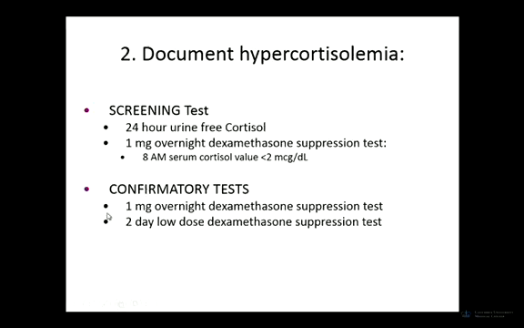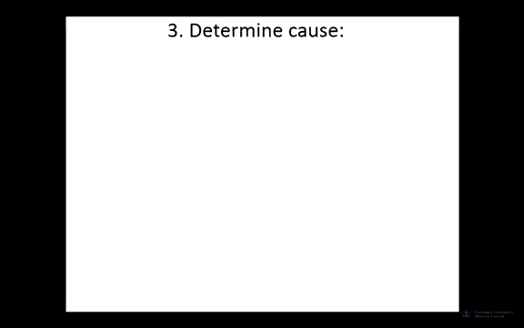And once you've done these tests, if you did the 24-hour urine to screen, you could do the 1 milligram dex to confirm. And if you did the 1 milligram dex to screen, you could do a 2-day low-dose dexamethasone test to confirm. Once you've confirmed, the next thing you need to do is to determine its cause. And the way you determine the cause is you check the ACTH.